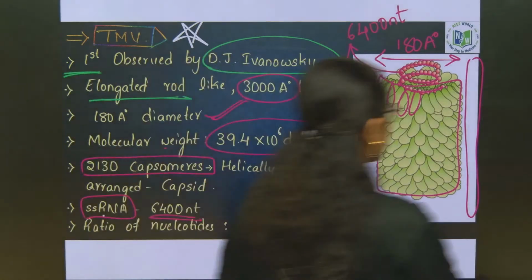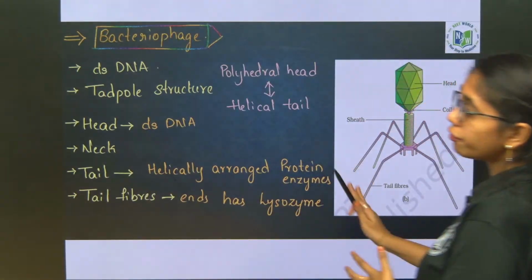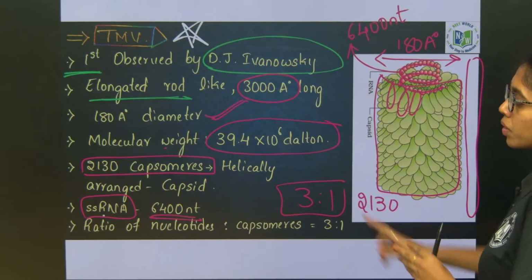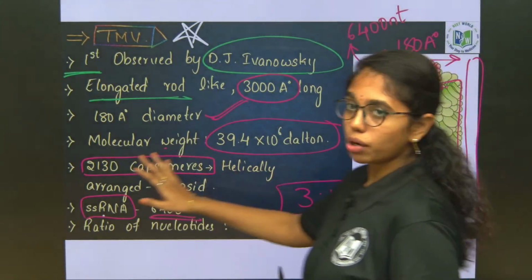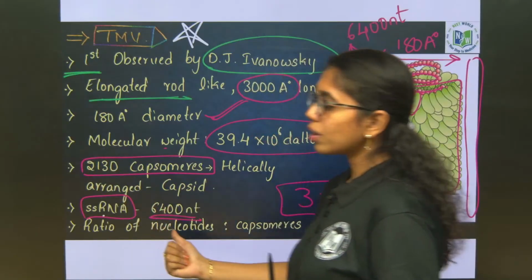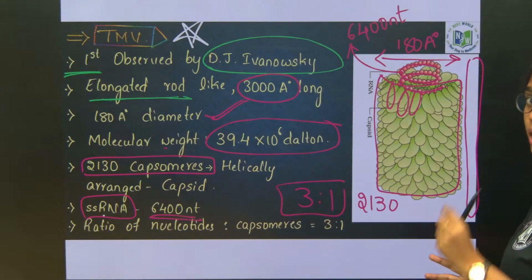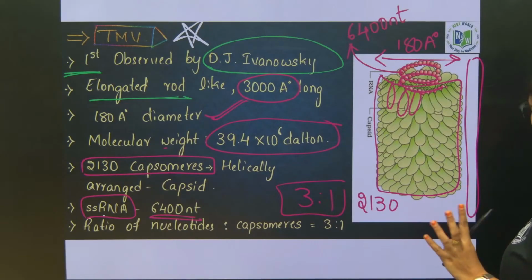Clear, right? Next, if we look into the bacteriophage, TMV is clear to you now? How many capsomeres do we have? 2130. How many nucleotides in the RNA? We have 6400 nucleotides. If we take the ratio, that is 3:1.